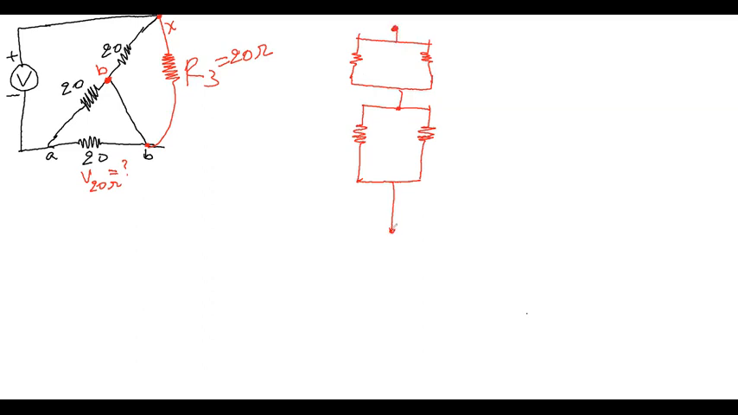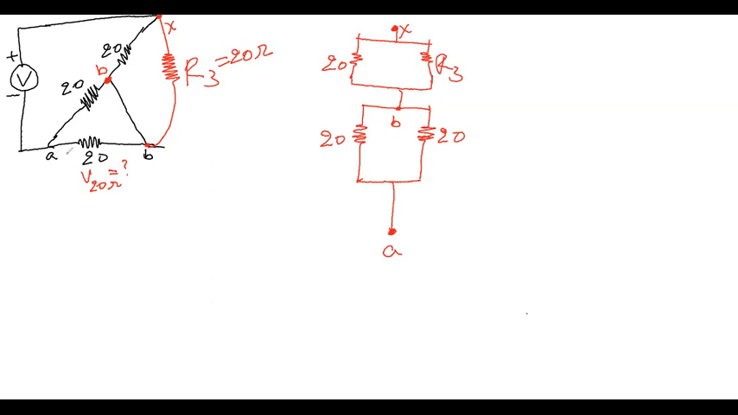It is something like this. So this is A, this is 20, and this is also 20, and this is B, this is 20, and this is R3, and this is X. So this is Rx. So we are asked to find the voltage between the 20 ohm resistor.